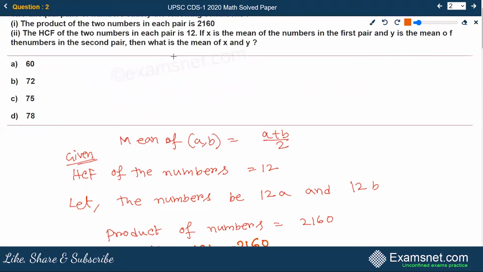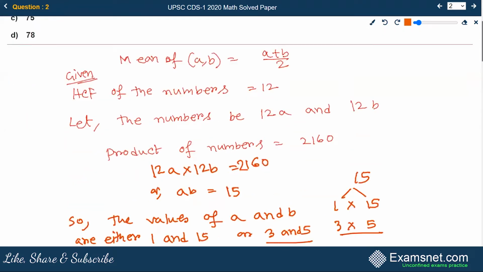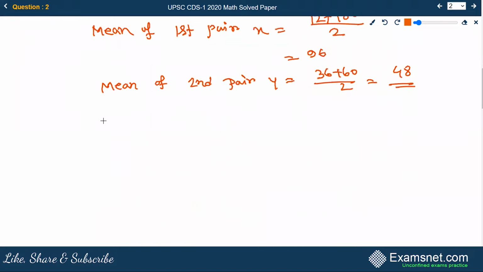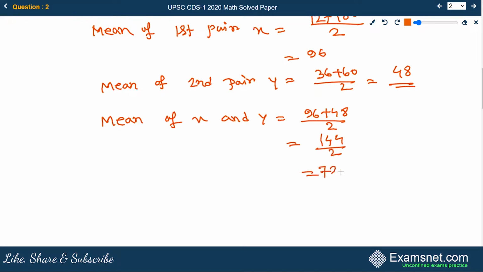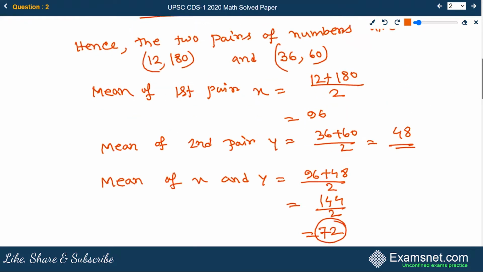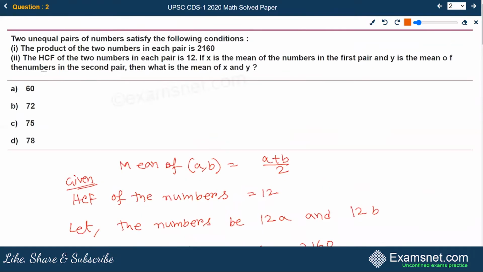Now we are asked to find the mean of X and Y. The mean of X and Y is (96 plus 48) by 2, that is 144 by 2, so it is 72. 72 is the answer. So here we can see option B is the correct answer.